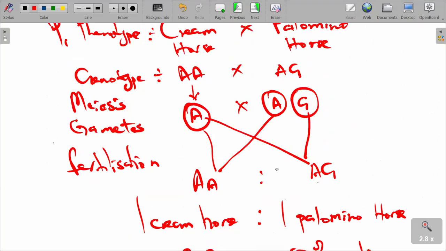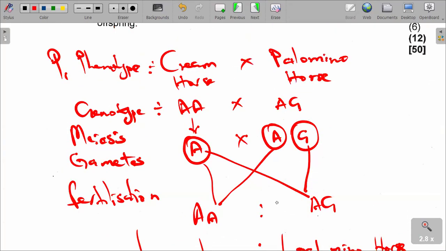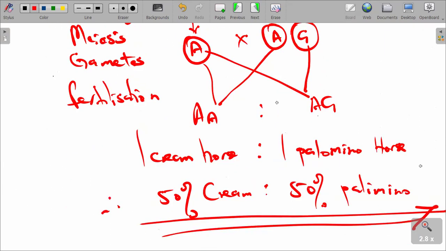That is what you do in this case, class. It's a matter of you understanding the genotype and phenotype codes. So this is the genotype, and then this is the phenotype. So you've got 1:1, which is your answer.